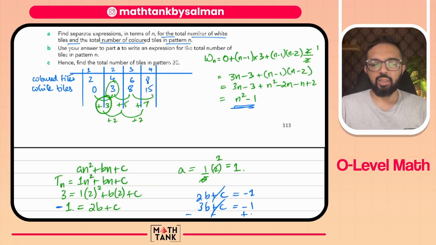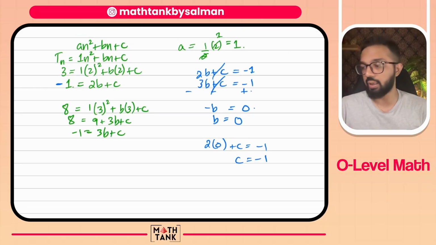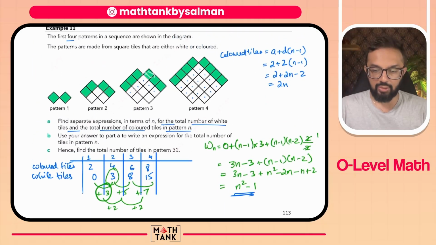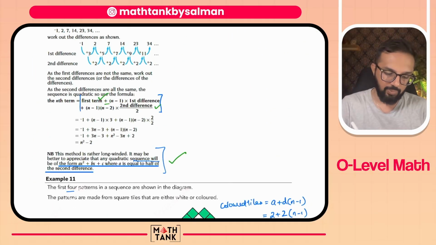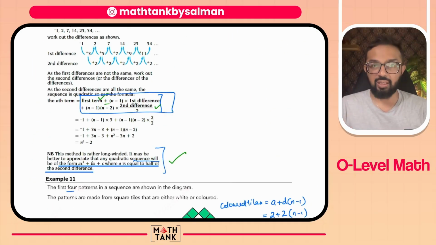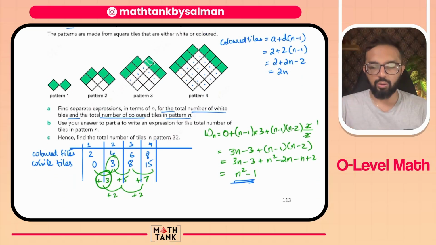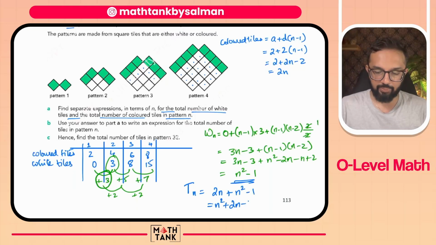I personally think that this method of creating simultaneous equations and then solving them is much more complicated than just simply remembering this formula. I am telling you this, that if you remember the formula, you will probably be able to solve all the questions. Okay, I need a formula for the total number of tiles as well. So that's the colored tiles plus the white tiles. So n square plus 2n minus 1.